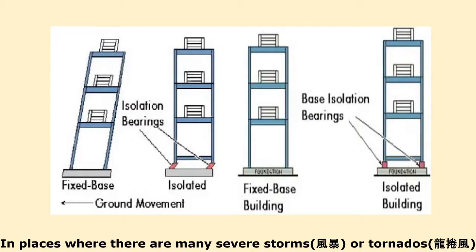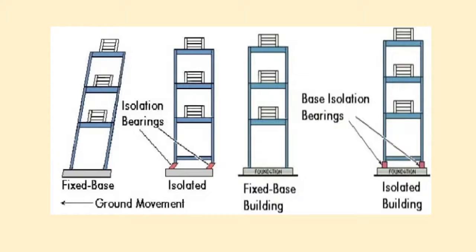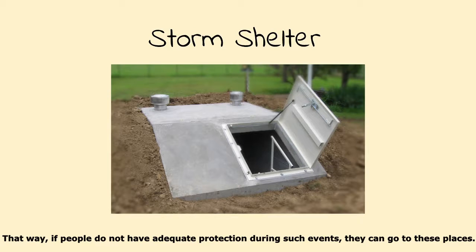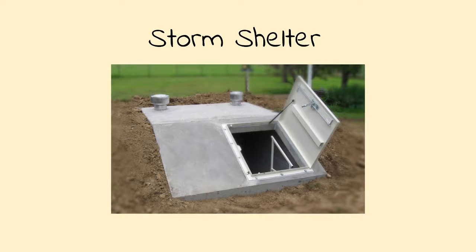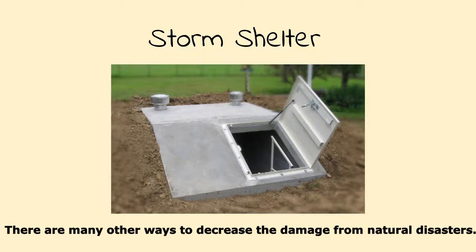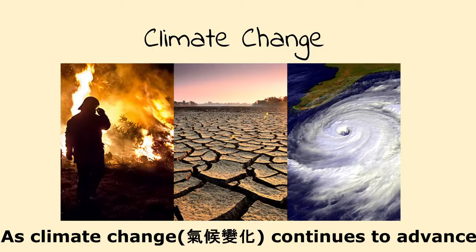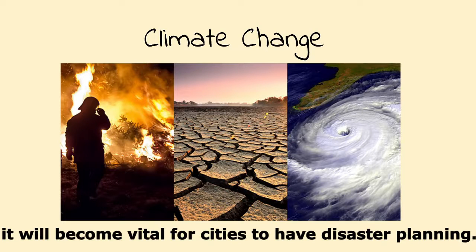In places where there are many severe storms or tornadoes, building storm shelters can be a great idea. That way, if people do not have adequate protection during such events, they can go to these places. Less people will die as a result. There are many other ways to decrease the damage from natural disasters. As climate change continues to advance, it will become vital for cities to have natural disaster planning.